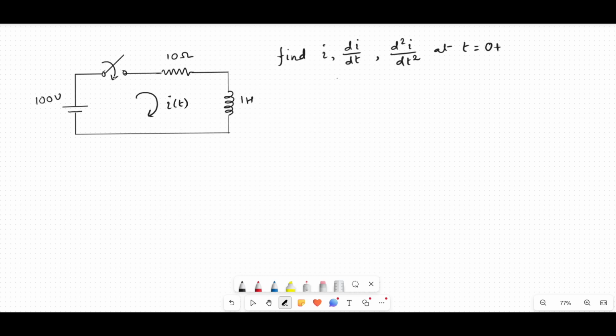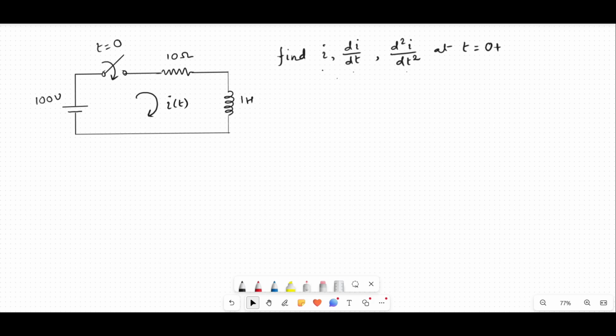In the network, as we can see here, the switch is closed at t equals 0, with 0 current in the inductor. So we have to determine the value of current I, di/dt and d2i/dt2 at t equals 0 plus. So we have to determine the values of the current with respect to the initial condition at t equals 0 plus. The switch is initially open and later it is closed.